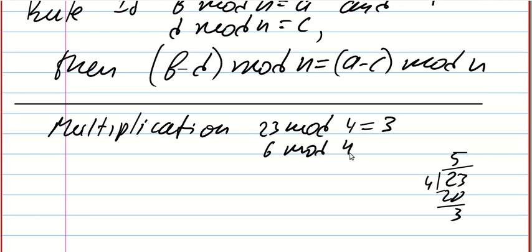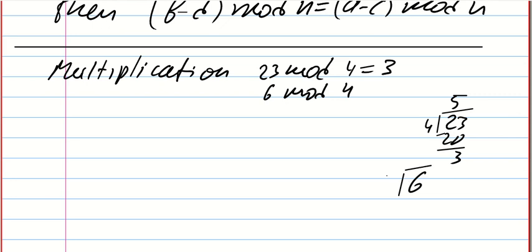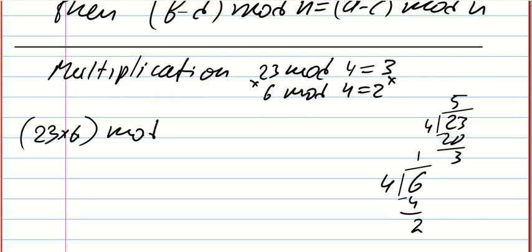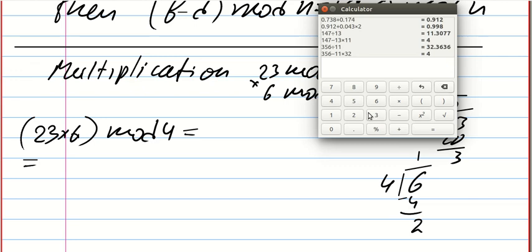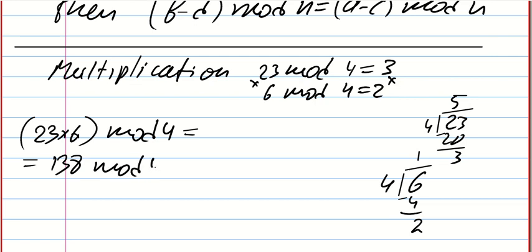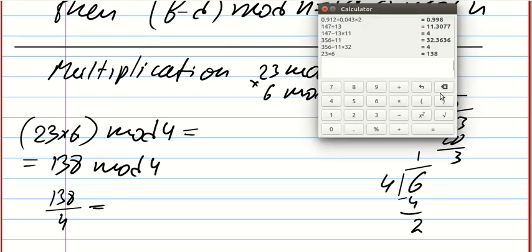Also 6 mod 4. And 6 mod 4 is really easy because 6 minus 4 is 2. When the numbers are very close to each other, you can just subtract 6 and 4 to get 2. So let's multiply on the right and on the left. We'll have 23 times 6 mod 4, so we're going to multiply 23 and 6, and we get 138. 138 mod 4.